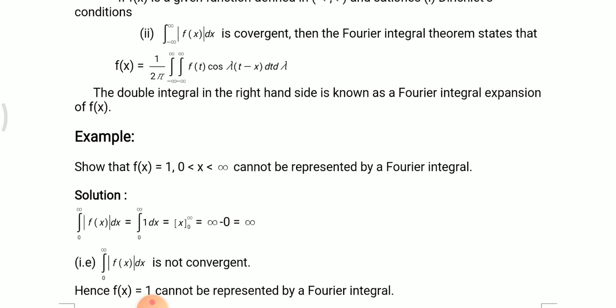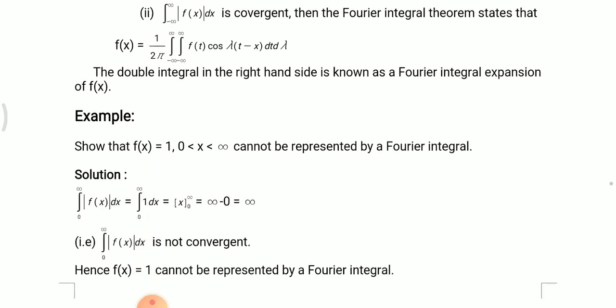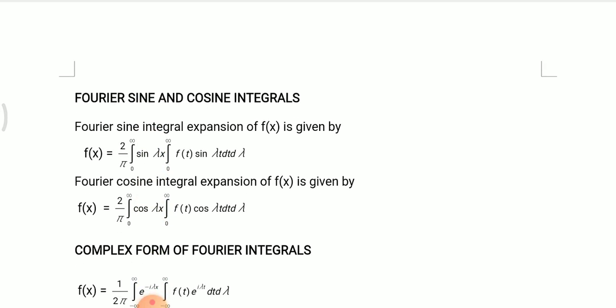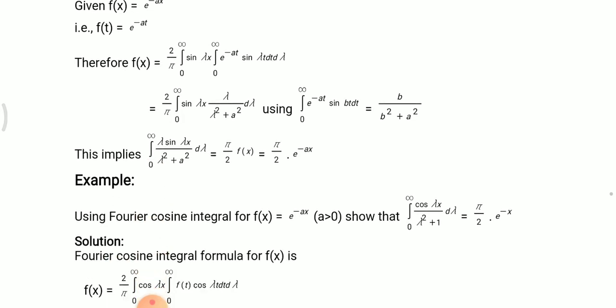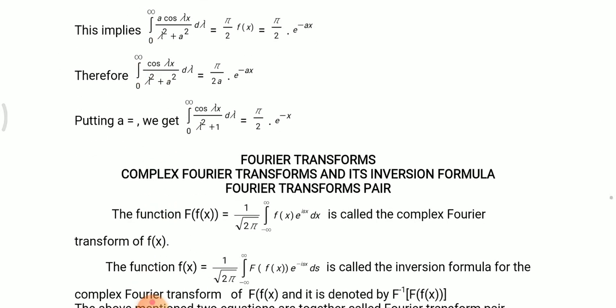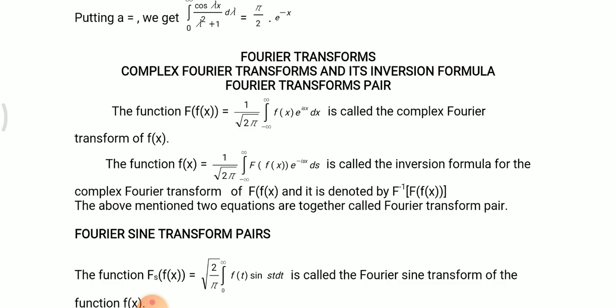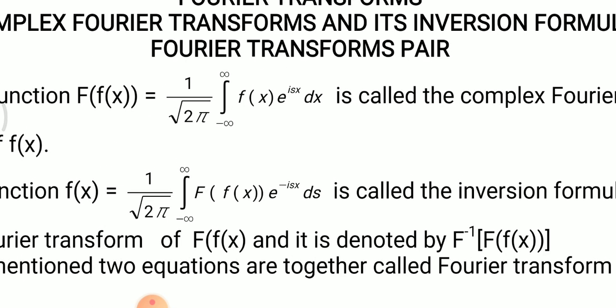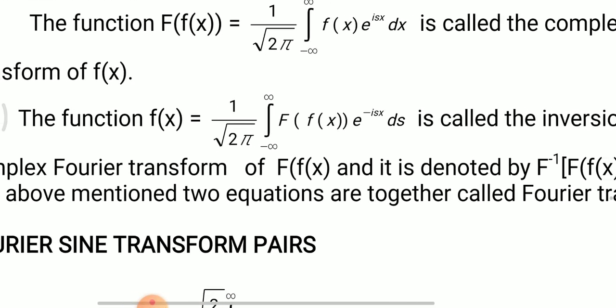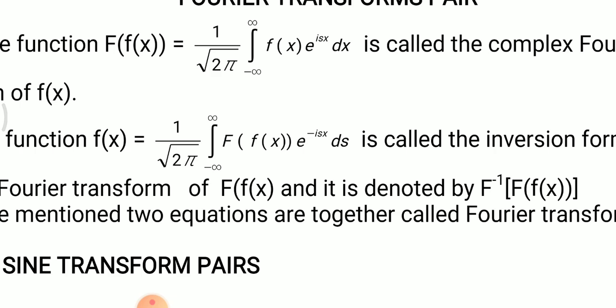So the very first formula for the Fourier transform is: capital F of s is equal to 1 by root of 2 pi, integral from minus infinity to plus infinity, f of x into e to the power isx into dx. And the inversion formula for the Fourier transform is: small f of x is equal to 1 by root of 2 pi, integral from minus infinity to infinity, capital F of s e to the power minus isx into ds.